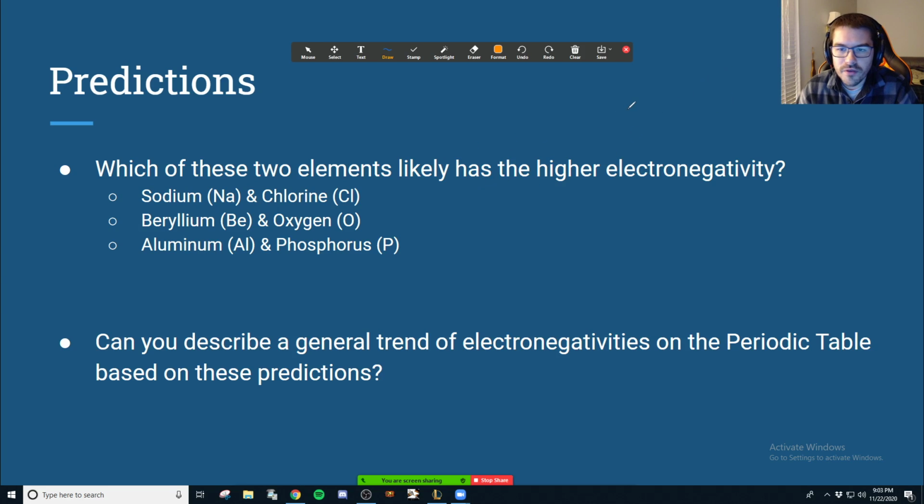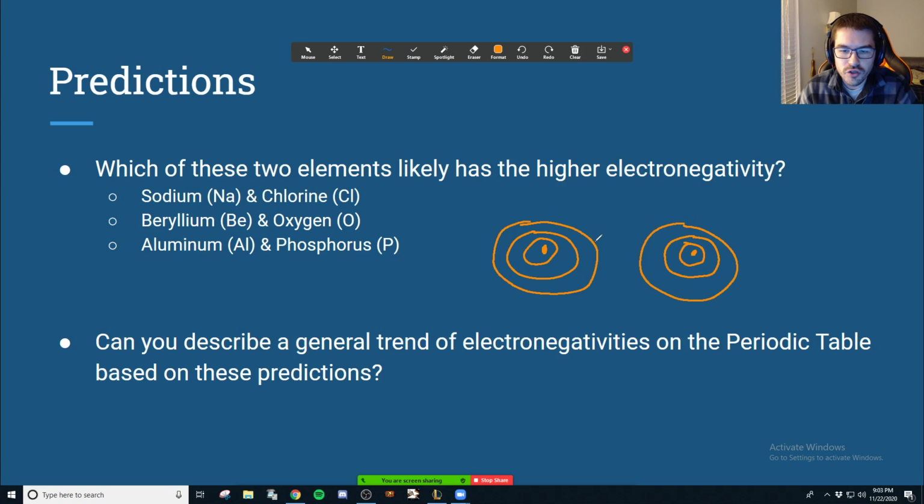And so to talk about this, I'm going to do two quick sketches, okay? I don't want to spend too much time on this. We'll look at some Bohr models, okay? And I'm not going to fill in all of the electrons, but I will fill in a couple. So here's sodium, here's chlorine. Here's the 1 valence electron for sodium. Chlorine has 7 valence electrons.